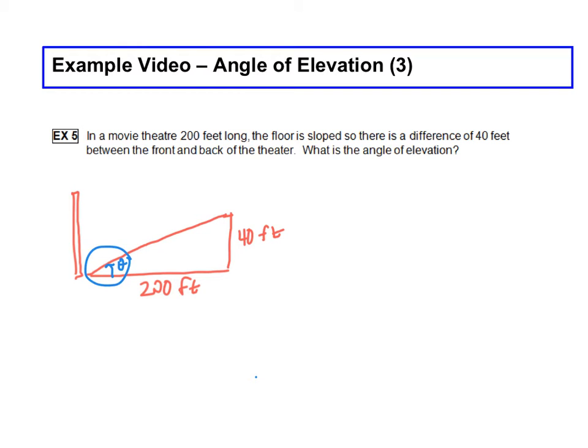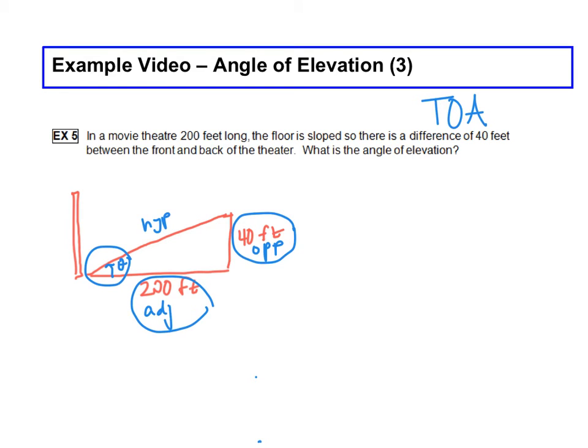You have your opposite side, which is 40. Your hypotenuse, which is not given to us. We actually won't use it. And the third side is the adjacent side. So similar to the last couple, we're only going to use the opposite and adjacent. So if you go through SOHCAHTOA, TOA is the one that uses opposite and adjacent.